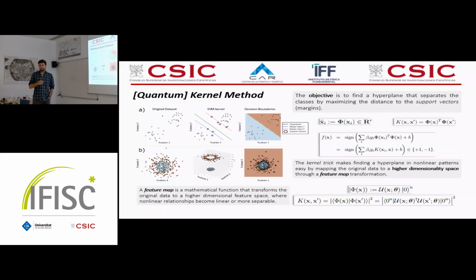Okay, so before I said that there are a lot of algorithms in supervised learning. This is one of the most important ones. It's a kernel trick, it's a kernel method. And also there is a quantum version of the kernel method. As you can see here, there are 2 classes, very linearly separable. So it's very easy to identify a hyperplane that can separate both classes into separate places, right?